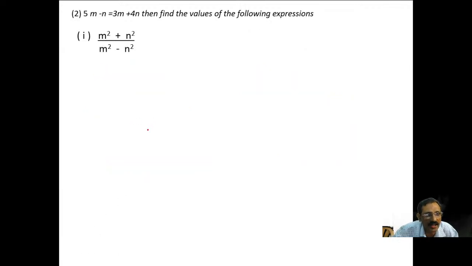Let's move on to the second one and see. 5m minus n is equal to 3m plus 4n. Then find the values of the following expressions. We have to find the value of expressions. As I always tell you, please see what is given to us. It is given to us as 5m minus n is equal to 3m plus 4n.